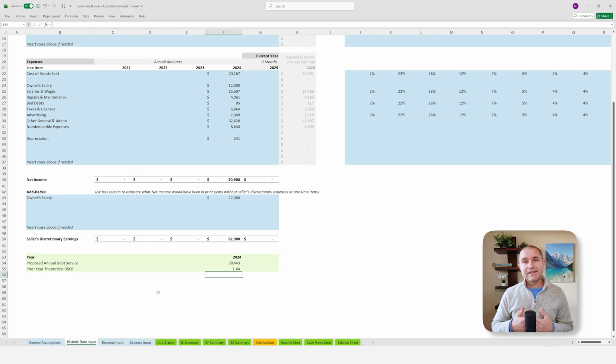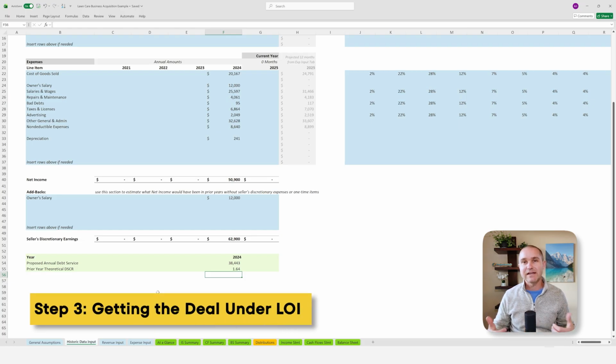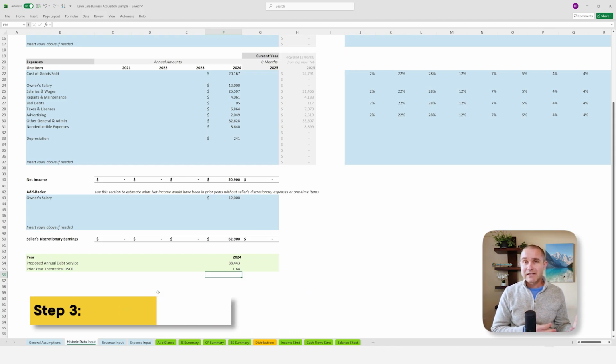And in this case, the buyer and seller basically just had a handshake deal. Typically, you're going to want to get the deal under what's called an LOI, a letter of intent, or basically under contract, where you and the seller have agreed upon the terms of the deal. A lot of times you probably want to do that before trying to get a term sheet from a lender. In this case, we did things maybe a little bit the other way around.